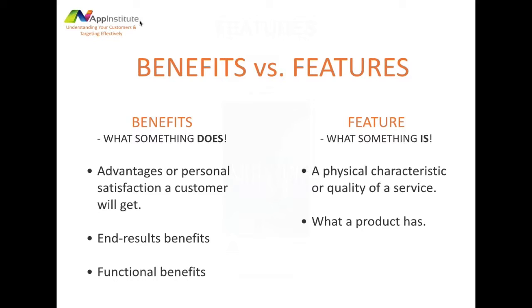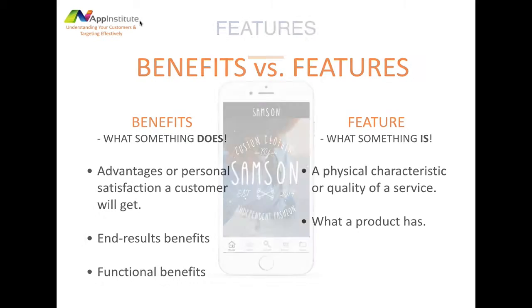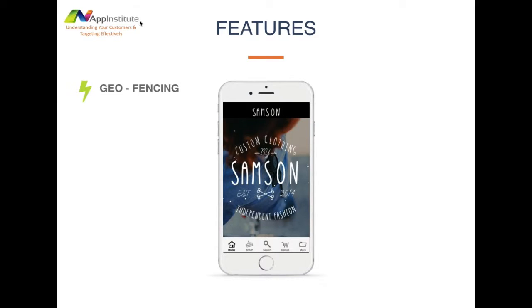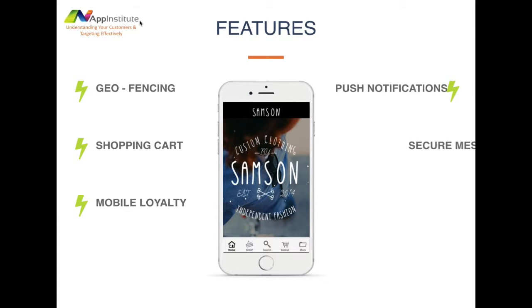This could be a physical characteristic or a quality of the service, so maybe what a product has. When we talk about our platform, we can talk about the various different modules that we have. Some examples: geofencing. These are all features of our platform. Shopping cart, mobile loyalty, push notifications, secure messaging, and CRM. Just a few examples of some of the features that we have on our platform.